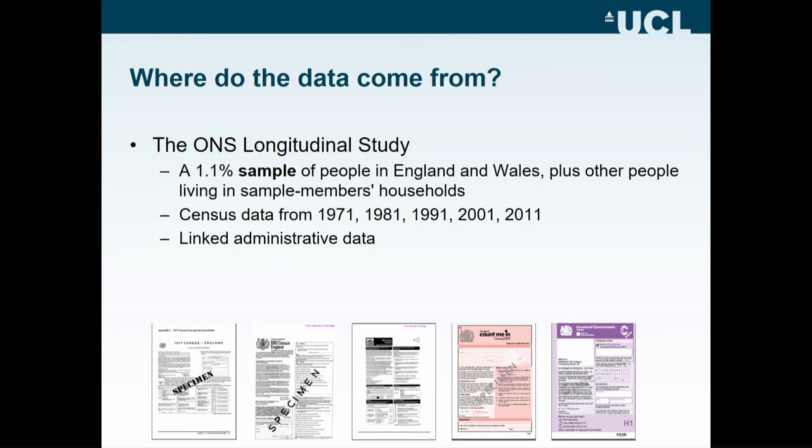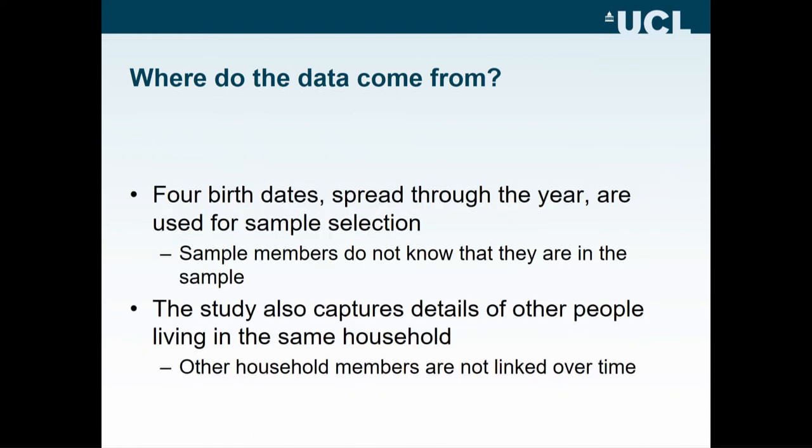When we talk about longitudinal study, many people are familiar with cohort studies such as the Millennium Study or the 7-Up series of programs on television. And those follow a single cohort of people through time. The longitudinal study samples people of all ages. The way it does that is to pick four sample birth dates. That gives us a sample of four over 365 and a quarter, which gives us the 1.1% sample.